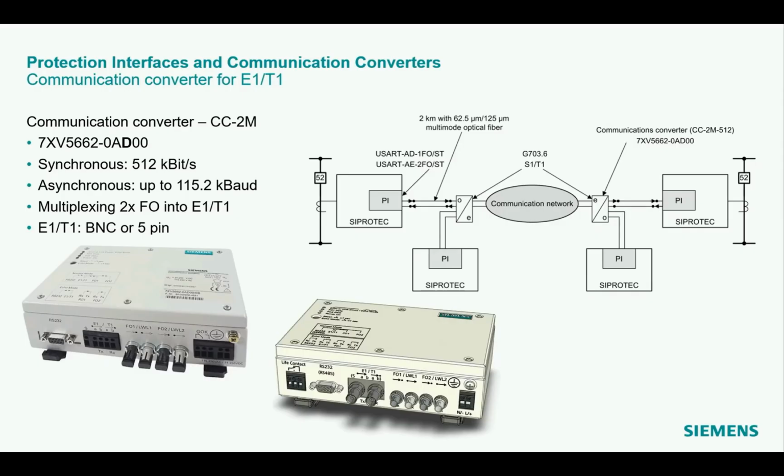Also for E1 or T1 interfaces of multiplexers, a type of communication converter is available and shown in this slide. You have here the order code, and it provides a synchronous data transfer of 512 kilobits per second, which is used for the CPROTEC 5 and CPROTEC 4 series. There are also options available for asynchronous data transmission, which is not used for the CPROTEC series.